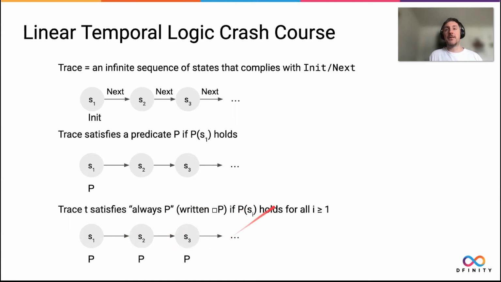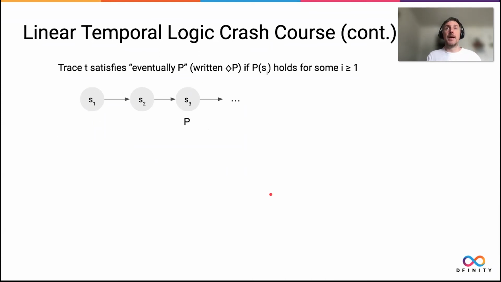So if you look at this, it just has P everywhere, right? So if you think about invariants, you can write an invariant using this box. So invariant is always P, right? That means P is an invariant. So we have already seen this, right? It's just a different way to write this. Nothing spectacular so far. But we'll now add something new. So we'll add the eventually, or the diamond operator. So trace satisfies eventually P if P holds for some state in the trace.